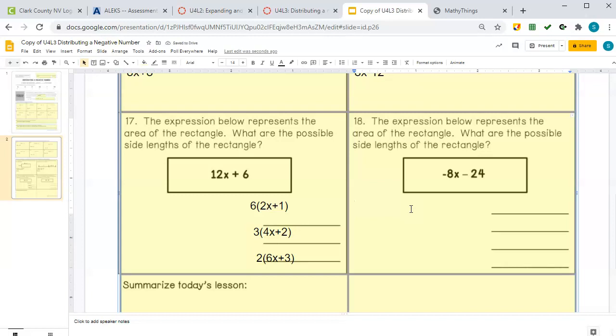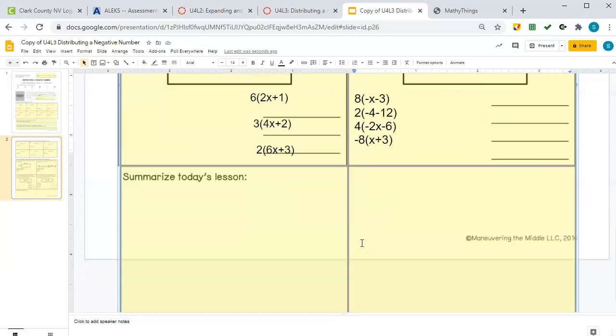So first we could just factor out an 8, right? So then we would have negative x minus 3. We could factor out a 2. Then we would have negative 4x minus 12. We could factor out a 4, and then we would have negative 2x minus 6, or we could factor out a negative number. Say we could factor out a negative 8, and then we would have an x plus 3. Anything that results when we multiply it back to this would be an acceptable thing to factor out.